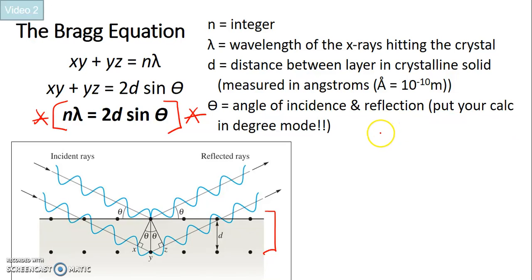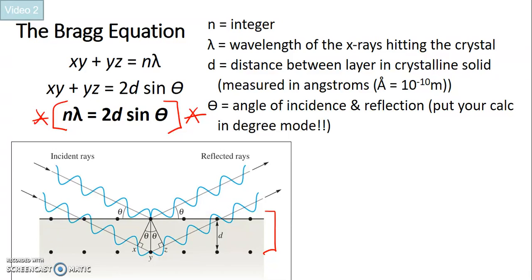Now it's important, because we're dealing with angles and degrees, that your calculator must be in degree mode to do these calculations. And I will remind you on the day of the test or for a quiz, but just as a reminder now, when you're dealing with the Bragg equation, you must have your calculator in degree mode. If it's in radian mode, you are not going to get the right answer.